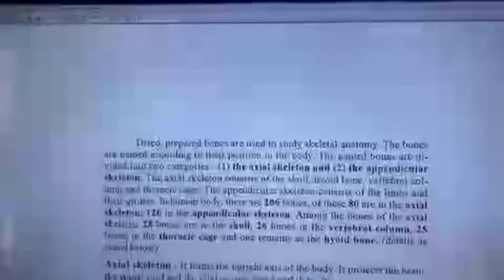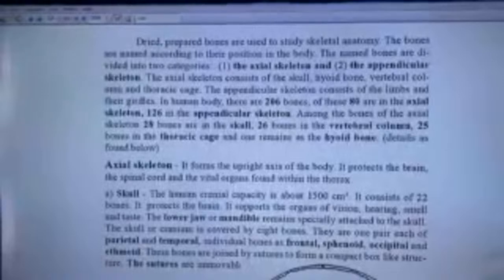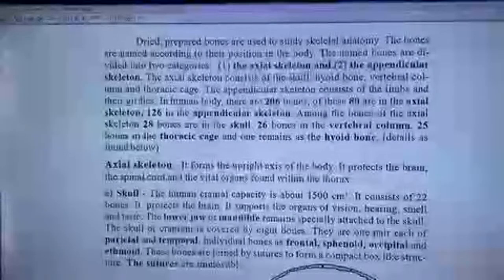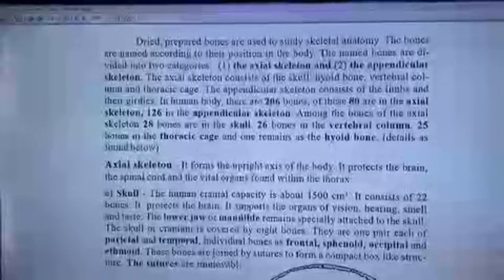Dried, prepared bones are used to study skeletal anatomy. The bones are named according to their position in the body. The bones are divided into two categories: the axial skeleton and the appendicular skeleton. The axial skeleton consists of the skull, hyoid bone, vertebral column, and thoracic cage. The appendicular skeleton consists of the limbs and their girdles.